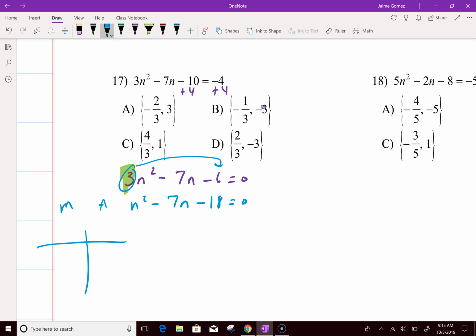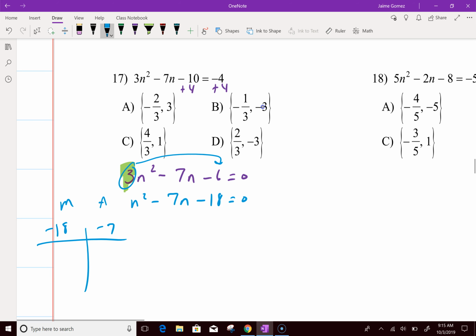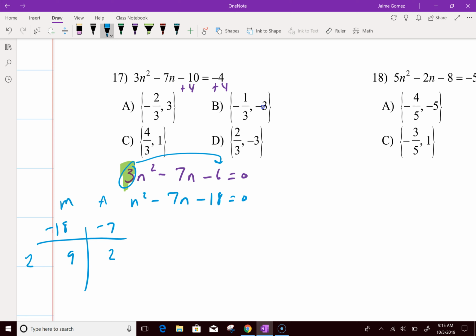Multiply and add. Negative 18 and negative 7. 1, 18, 2, something with 2 and 9. I need a negative 7, so that has to be negative because it has to be the bigger one. So 2 minus 9 is negative 7, so 2 times a negative 9. There we go.